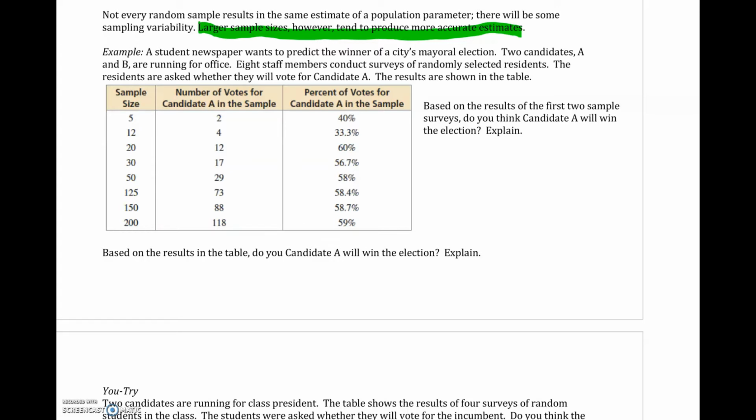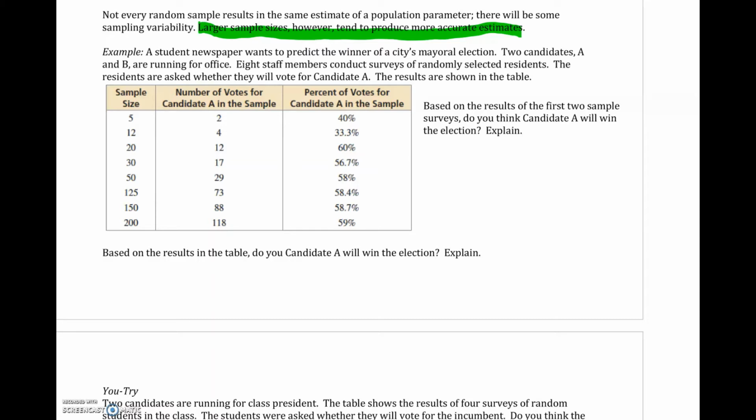Okay, so if we take a look at this next example, you can kind of see what I was talking about. The student paper wants to predict the winner of a city's mayoral election. There's two candidates, candidate A and candidate B, running for office. And then they were running surveys from randomly selected residents of this city. And you can see in the chart, we have different sample size numbers and the number of votes for candidate A, and then we calculated the percentage, right, of votes for candidate A from that sample. And we can use that to draw inferences, right? Draw some conclusions from that data.